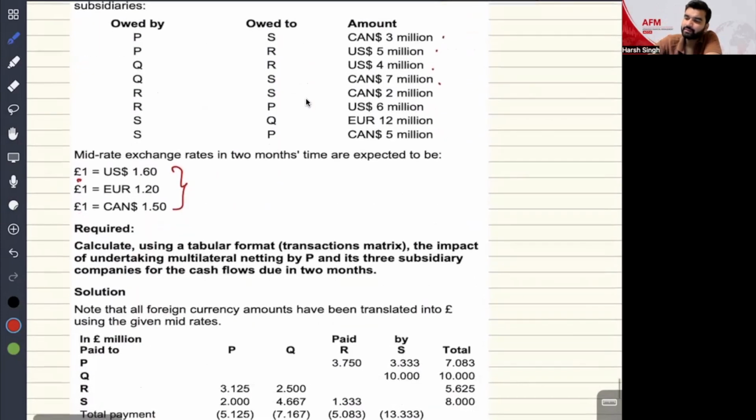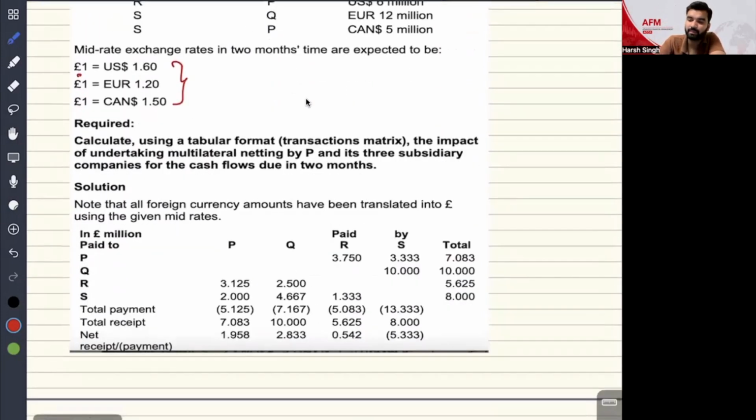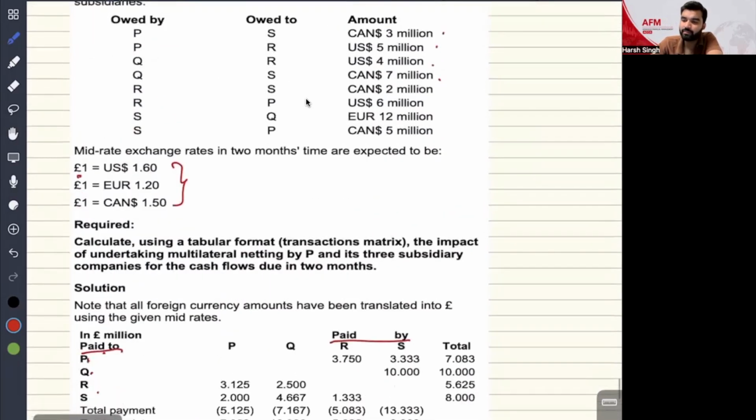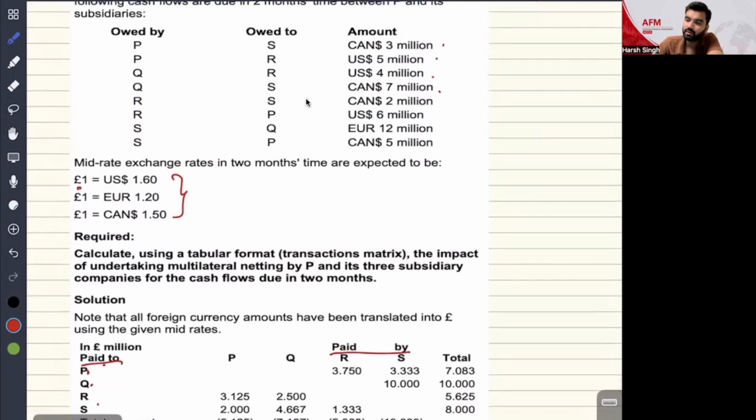Now, first of all, I'll create this table with P, Q, R, S along both sides. We have to write down paid by over here and paid to over here. Or you can do that as well: keep paid by over here and paid to over here. It's up to you. I generally write paid by here and paid to here, but it is up to you only. You want to do it like this, do that.